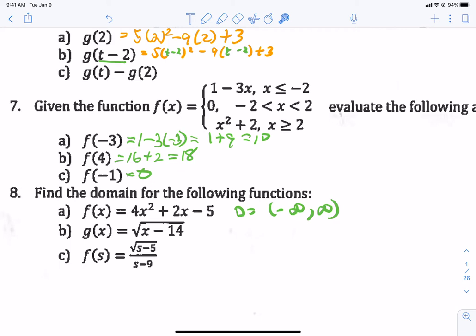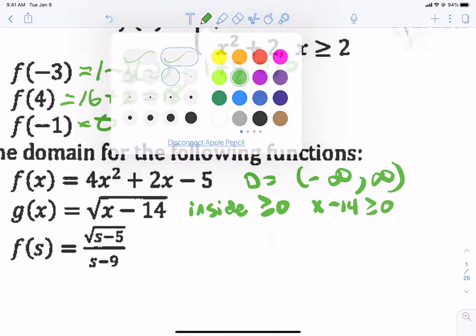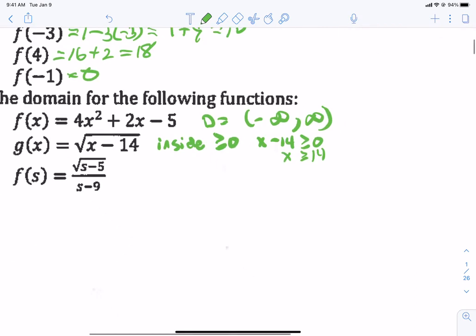It's perfect. B, it's a square root. The thing to remember is that your inside has to be greater than or equal to 0. And so we just think about, where is x minus 14 greater than or equal to 0? Well, in this case, that would be anything greater than or equal to 14. Now, if they wanted that in interval notation, that would mean that our domain starts at 14 and keeps going to infinity. Put that bracket there to say it's an equality.